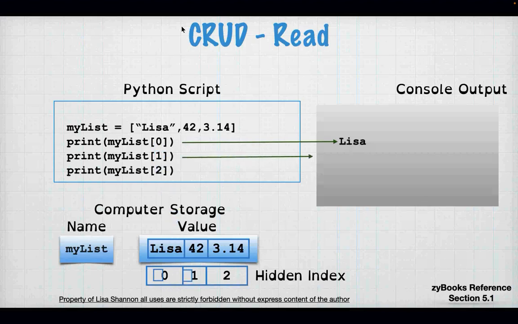has these index numbers. It's like a hidden index. You don't assign them. Python assigns them, and they always begin at zero. So this is how you get at data in a list. We've done this a couple of times, and you use the index number. So if you want the first element in the list, you use index zero. I know it kind of is maddening, but if you want the second element in the list, you use index one, and so on.